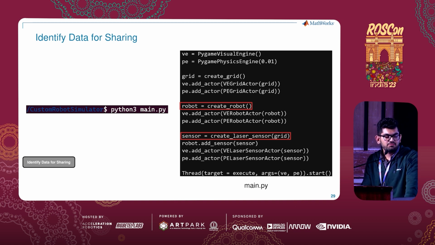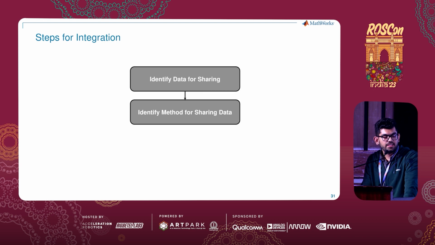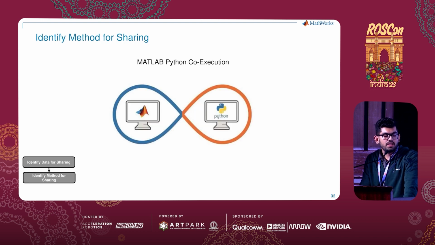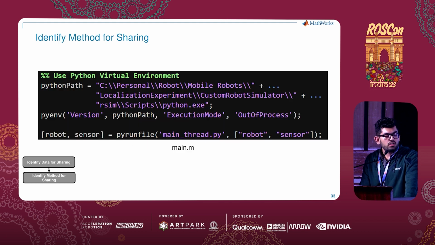Moving on to the next step, which is identifying the method for sharing the data. We are using MATLAB Python co-execution. What this simply means is we can run Python files directly in MATLAB. All the .py files that we have, we can directly just run them in MATLAB. What benefit it provides, I'll go over that also.